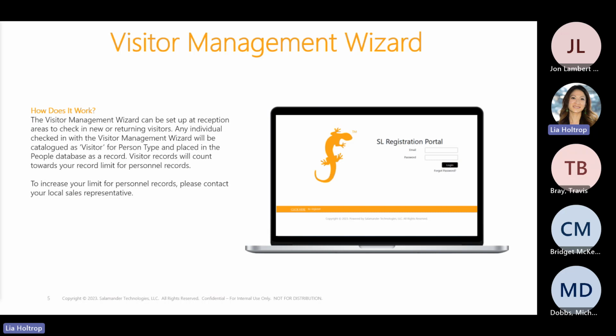As the visitor records will count against your record limit for personnel records, you'll want to double check your current Salamander Live package to ensure that you have enough records to maintain those visitor records. To increase your limit for personnel records, you can contact your local sales representative.